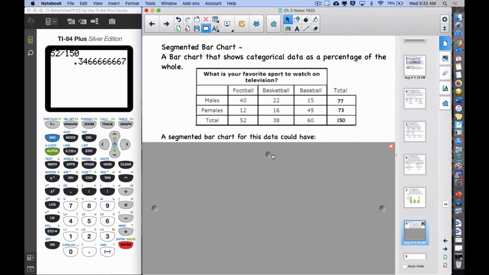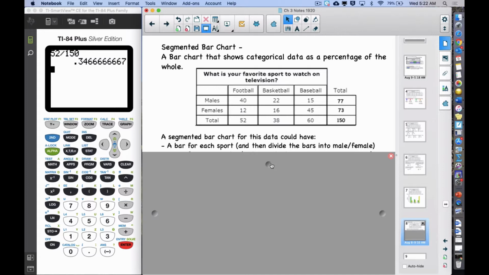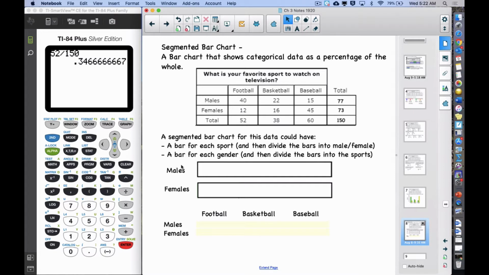So kind of like that side-by-side bar graph, a segmented bar chart has two different ways of looking at it. You could have a bar for each sport. So I would have a football bar, a basketball bar, a baseball bar. And then you would divide that bar up based on what percentage was male and what percentage was female for each sport. You also could have a bar for each gender. So I have one bar that represents all the males, one bar that represents all the females, and then divide the bar by sport. And that's what we're going to do in the little example here.